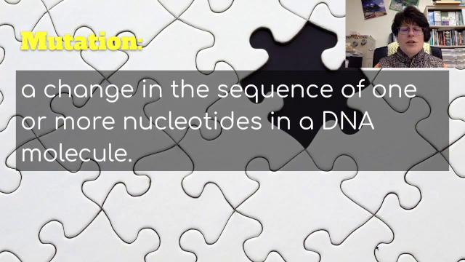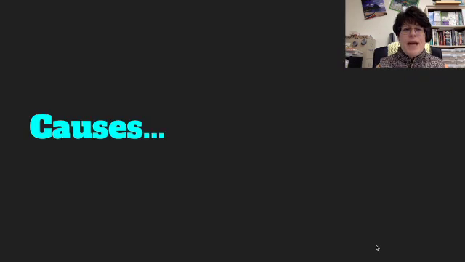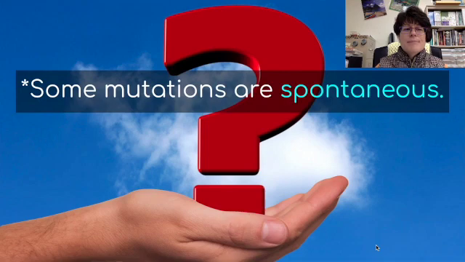Now, this doesn't always happen perfectly. Sometimes there are mutations, and a mutation is a change in the sequence of one or more nucleotides in a DNA molecule. Mistakes happen. And there are causes for those mistakes. In fact, sometimes these mutations are spontaneous. We really don't know what caused it. It just happened. There was a mistake made somewhere, and it results in a mutation.